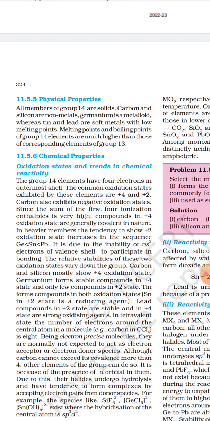In the tetravalent state, the number of electrons around the central atom in a molecule makes them electron precise molecules. They are normally not expected to act as electron acceptor or electron donor species. Although carbon cannot exceed its covalence of 4, other elements of the group can do so, because of the presence of d orbitals. Due to this, their halides undergo hydrolysis and have the tendency to form complexes by accepting electron pairs from donor species. For example, species like SiF6 2- exist, where the hybridization of the central atom is sp3d2.